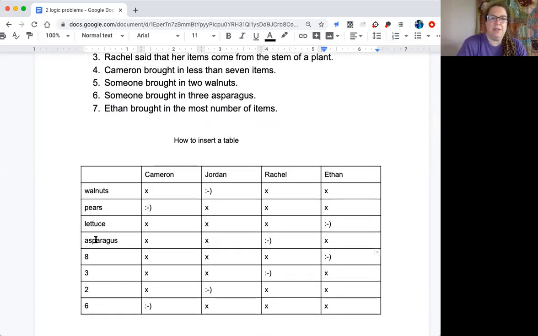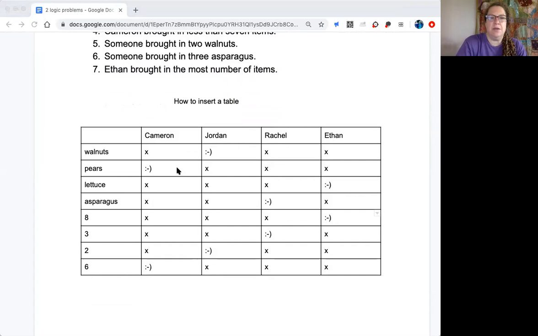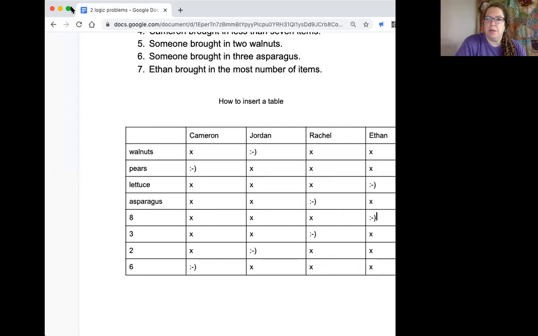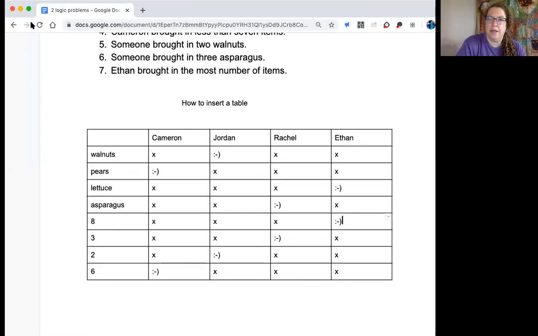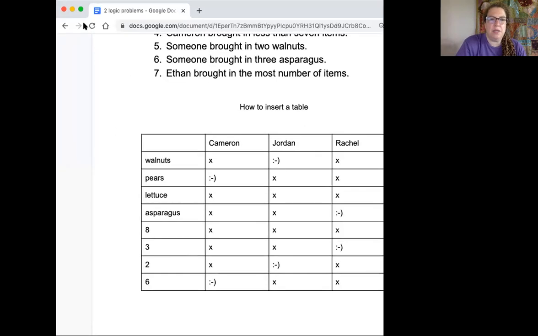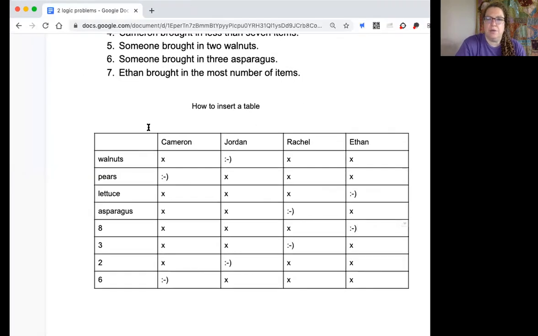So here's how you would give us an answer. You would give us the answer like this. Rachel came to class with 3 asparagus. Oh, let's check our work here because I didn't really check it. 3 asparagus. Yep, we got it. Ethan came to class with 8 heads of lettuce. 8, Ethan, lettuce. We got it. 2 walnuts and 6 pears. We got it right. So your answers are going to look like this, like Rachel came with 3 asparagus, etc.